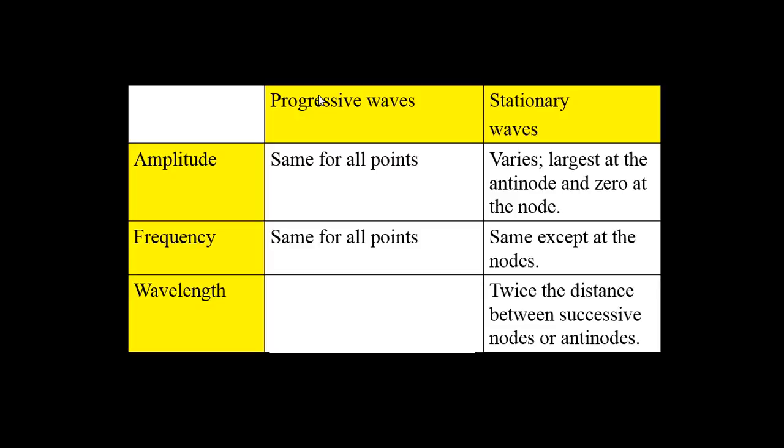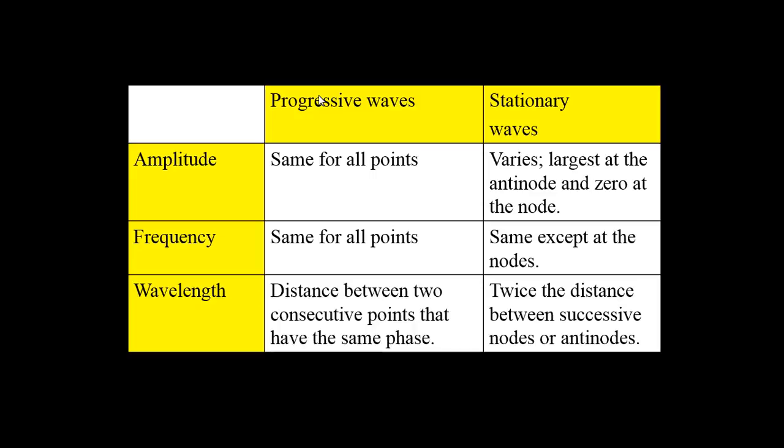Frequency is the same for both, whether you're talking about stationary or progressive waves. But at the node, the frequency is 0 because they are not oscillating. So that is one difference between the frequency of stationary waves and progressive waves.